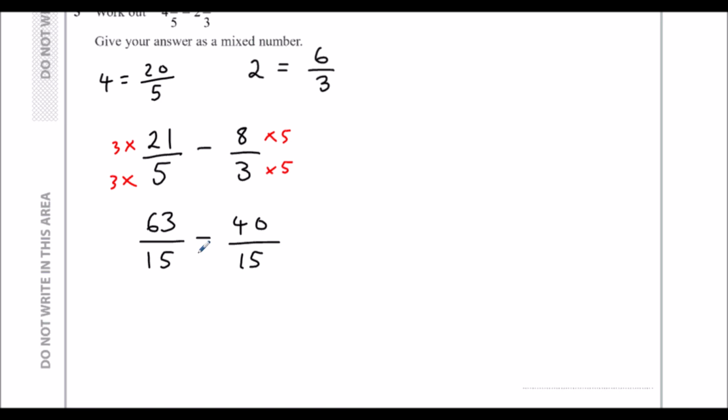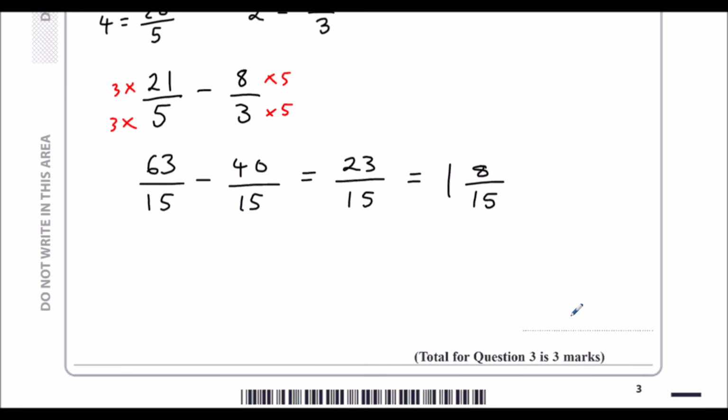So we've got 63 fifteenths, take away 40 fifteenths. 63 of something, take away 40 of something, gives us 23 of that something. So 23 fifteenths. We wanted our answer as a mixed number. So how many whole ones do we have? If we're in 15ths, we've got one whole one. That's 15 15ths. And then how many more? 15 plus what makes 23? That's 8. So one whole one and 8 15ths.